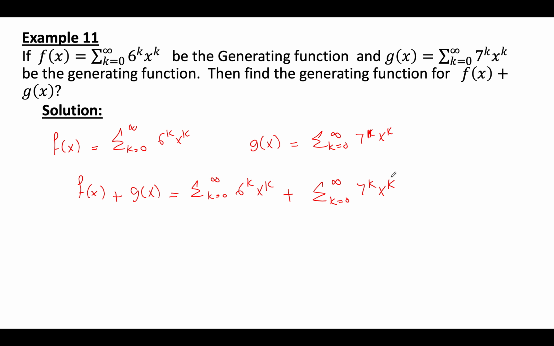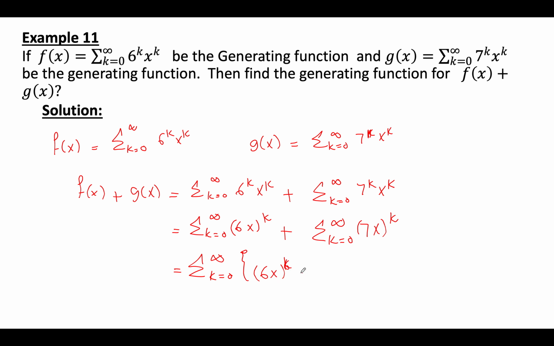Okay, now what we can do is we can first take the k as common in here. So this is equal to summation k starting from 0 to infinity (6x) to the power k, since it is common in the first and the second term. Again here, 0 to infinity (7x) to the power k. Okay, now we can see here that summation starts from the same point and ends at the same ending point. So we can have the sigma as the common factor, and we are left here with (6x) to the power k plus (7x) to the power k.